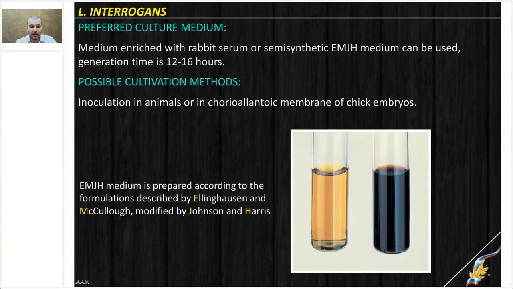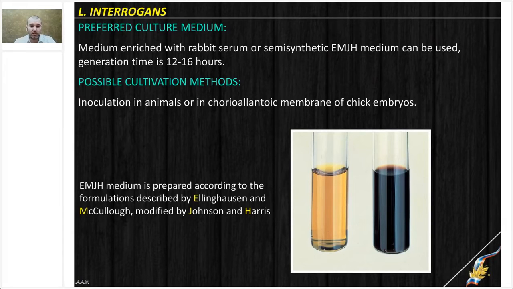As with any other spiral bacteria, Leptospira is very difficult to cultivate. We have EMJH culture medium as the main medium for cultivation of Leptospira. It is actually an acronym from the names of the scientists who designed that culture medium, Ellinghausen and McCullough, and later it was modified, and nowadays we are using that modification by Johnson and Harris, and EMJH is the name of the medium in honor of those scientists.